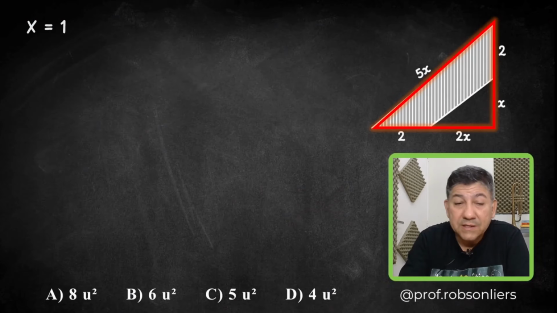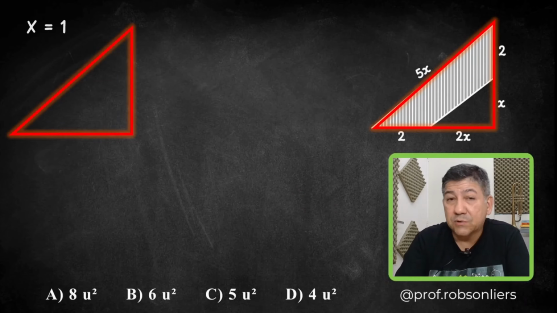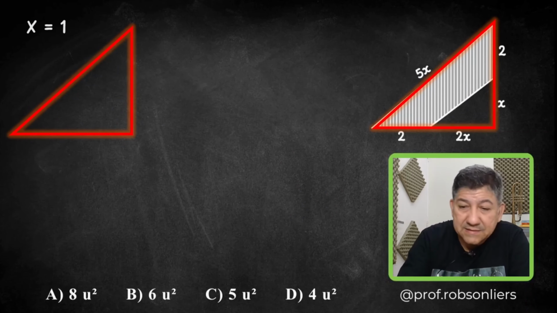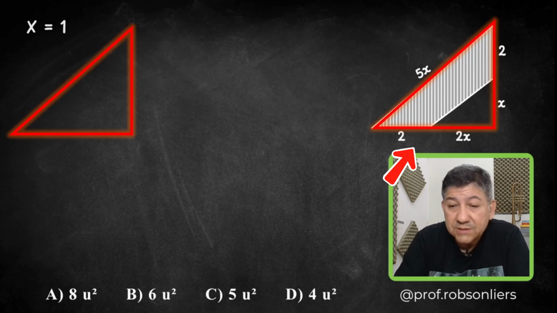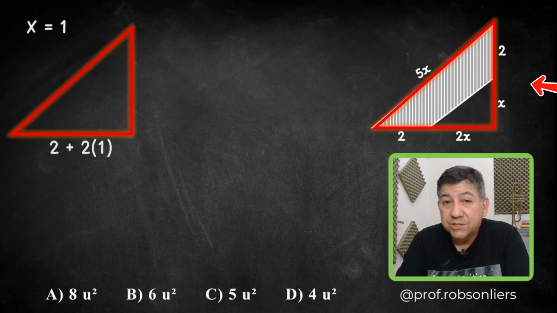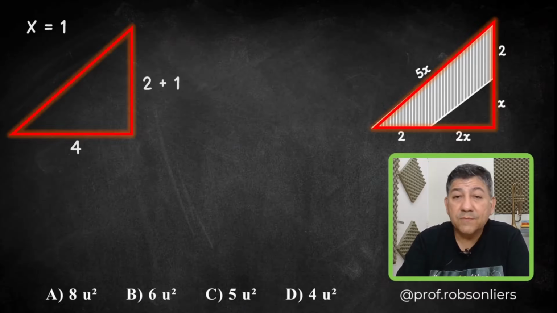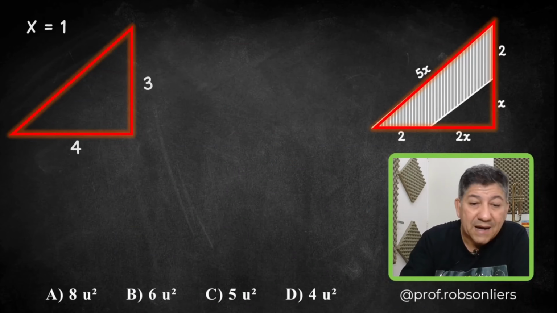Now that we already have the value of x, we can calculate the area of the larger triangle and the area of the smaller triangle. Let's start with the larger triangle. We won't need the hypotenuse because the area of a triangle is base times height divided by 2, all right? The base of this larger triangle, notice that it's 2 plus 2 times x, which is this bottom base here. Since x equals 1, it will be 2 plus 2 times 1, and the height of the larger triangle is 2 plus x. Since x equals 1, it will be 2 plus 1, okay? Well, the base, 2 plus 2 times 1 is 2 plus 2 equals 4. The height, 2 plus 1 equals 3, so now we have the base and the height.